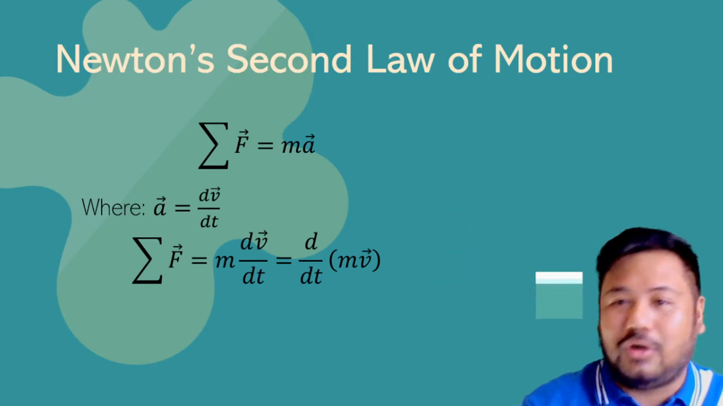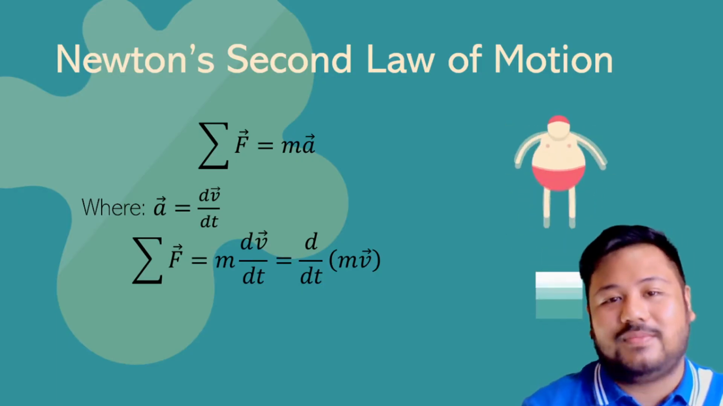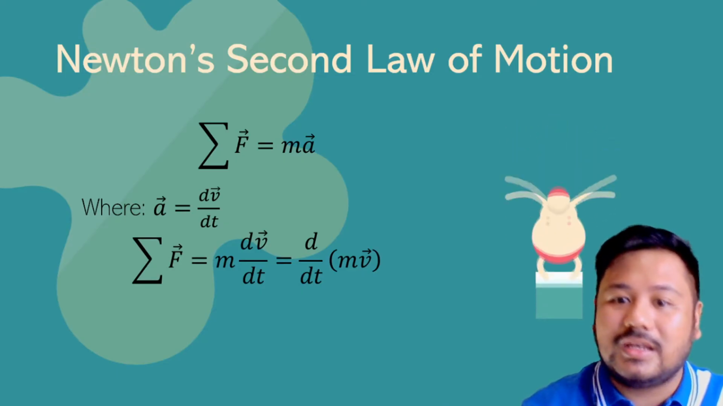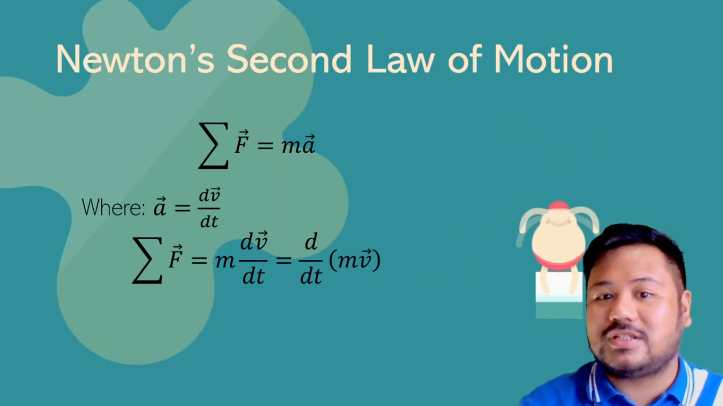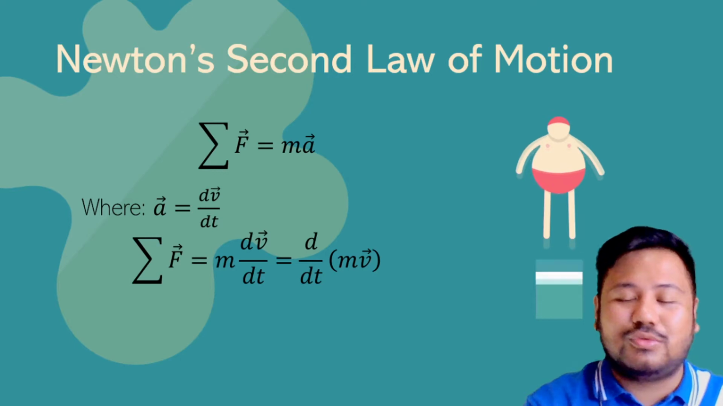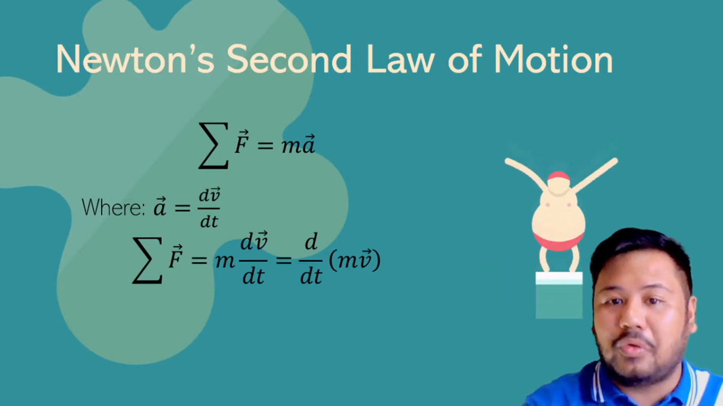Suppose a particle or an object with a constant mass m is moving. Since we know that a is just equal to dv over dt, we can express Newton's second law as net force is just equal to m times dv over dt, or it is also equivalent to the summation of forces is just equal to d times mv over dt.